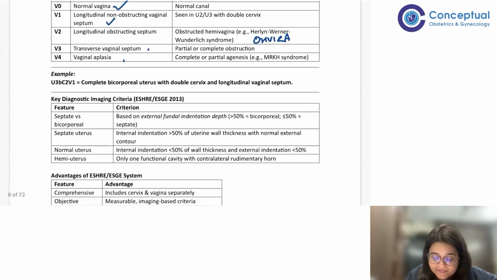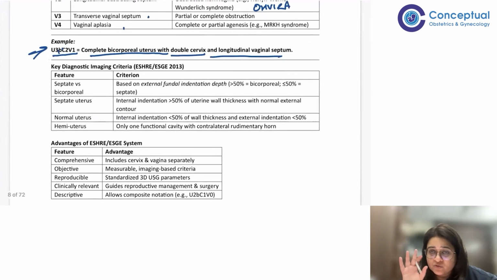So an example, just for you to understand: you have U3, C2, V1. So this is complete bicorporeal uterus with double cervix. You would forget the B. The B is a further subclassification with longitudinal vaginal septum. So that is how you should tell this is the ESHRE classification.